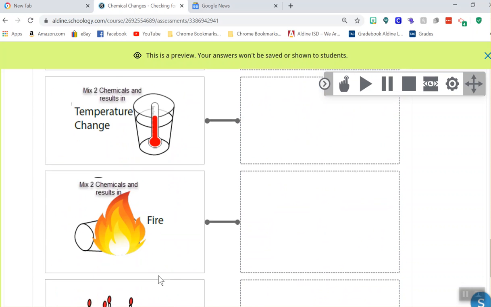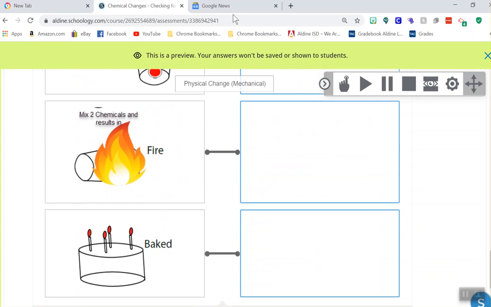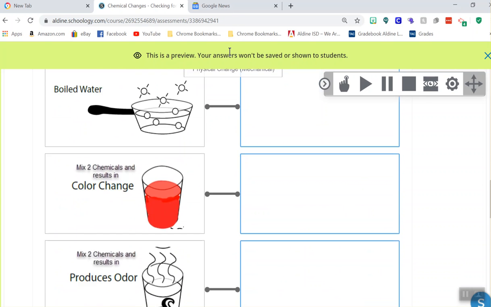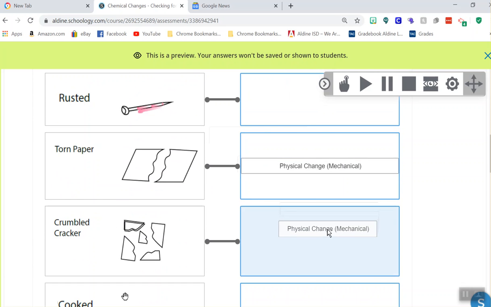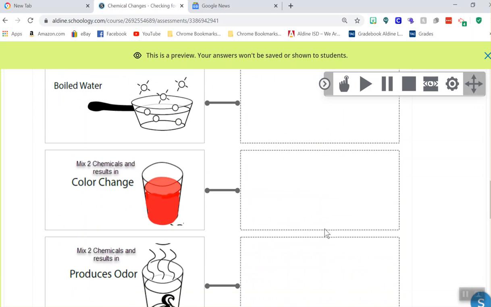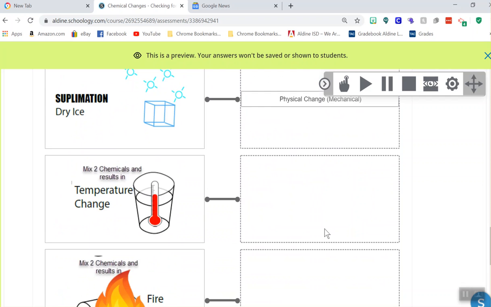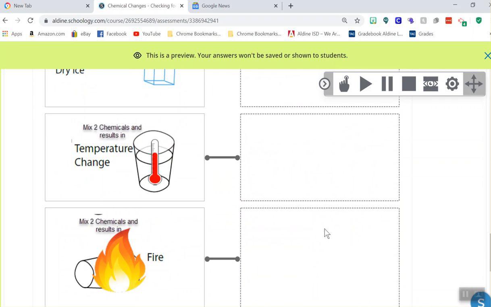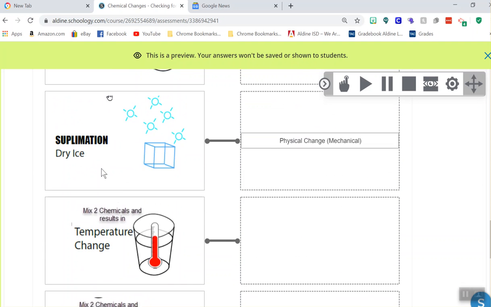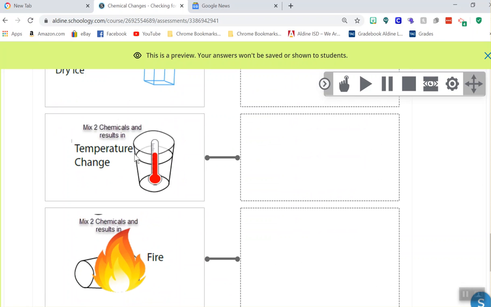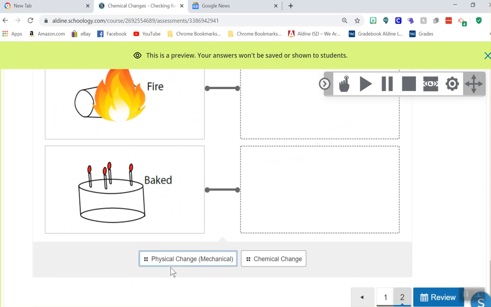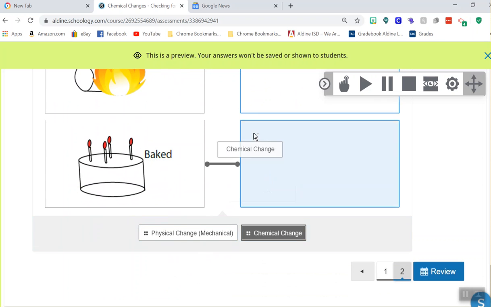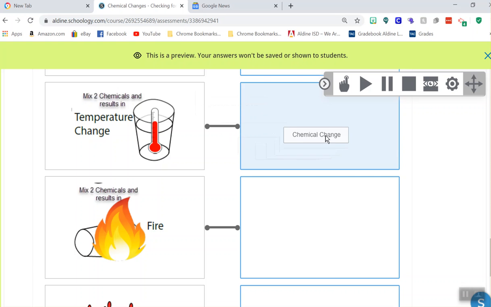Because the substance has not changed, it's just rearranged, I guess. Broken or torn. What's another easy one? Fire is always kind of confusing. Ooh, temperature change. That's always a sign of a chemical change. All chemical change leaves some type of evidence of heat.